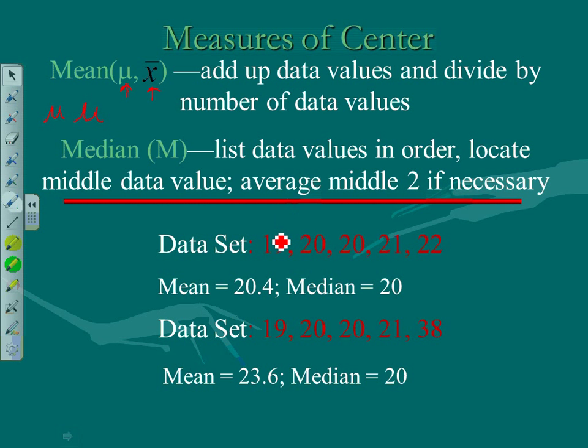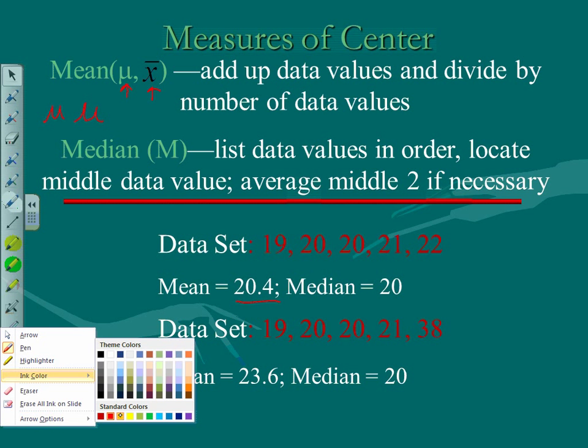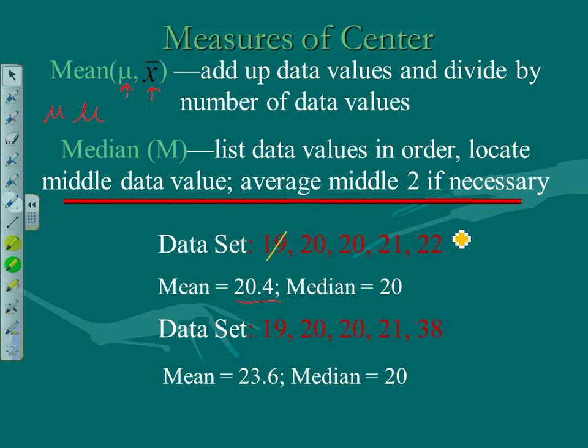Five numbers. To find the mean, add them together, divide by 5. You'd get 20.4. If you wanted to find the median, what I like to do is just start crossing out from the outside, working my way inside until I see my middle data point. And this would be the median. If I had an odd number, this is 5 data points, this would be the middle.